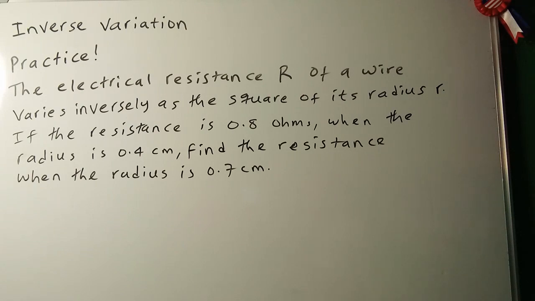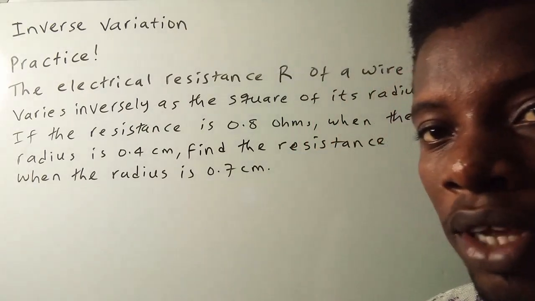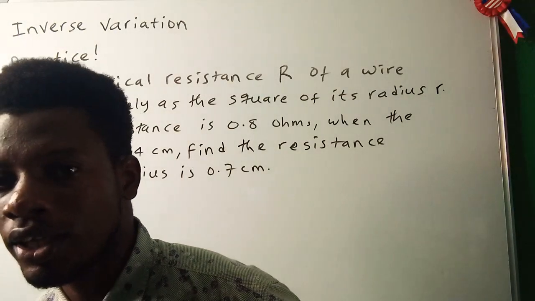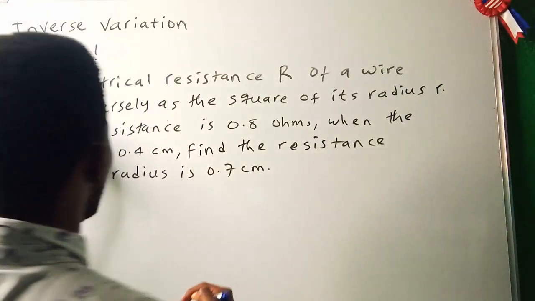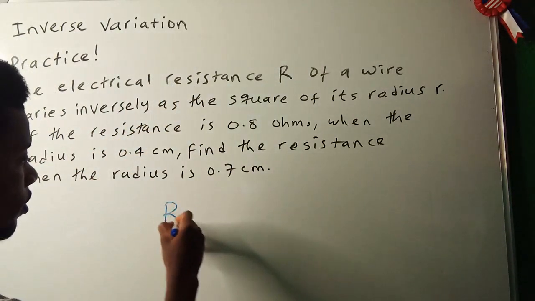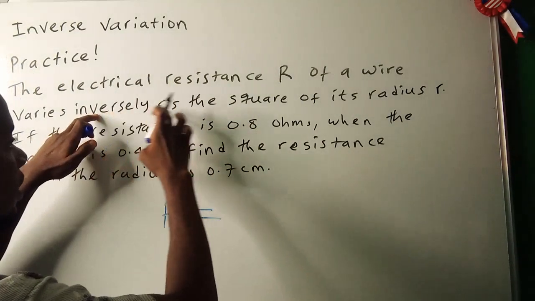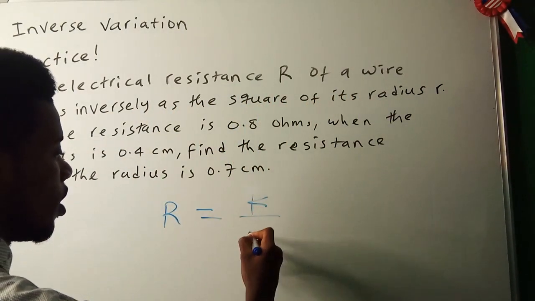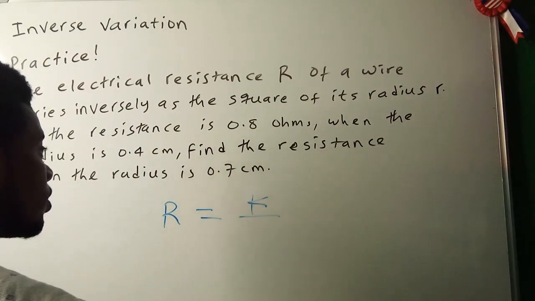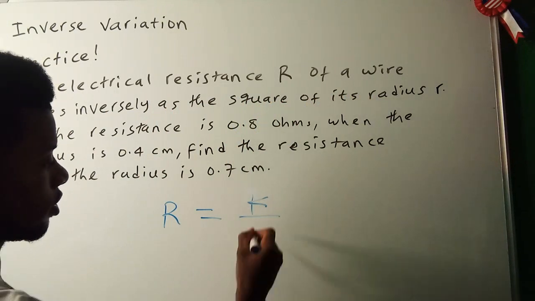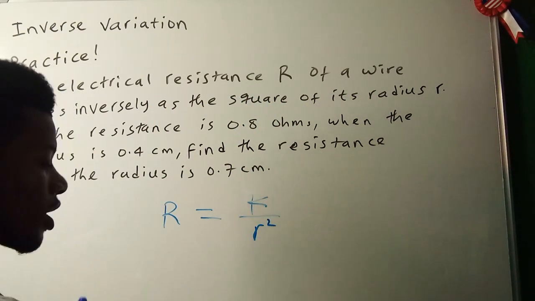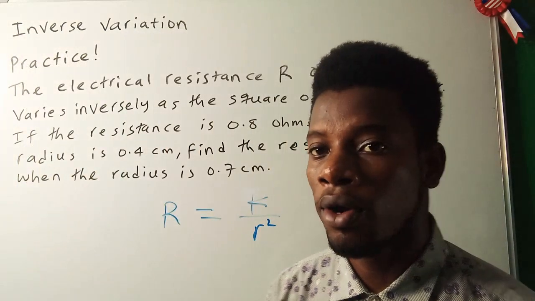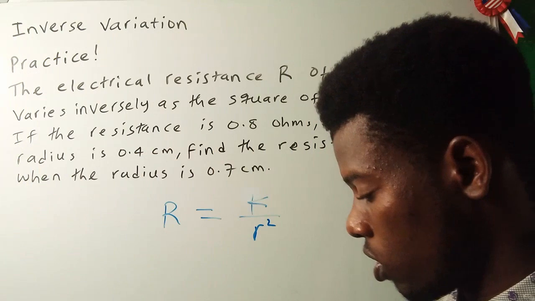As a hint, we are going to give you the relationship, and we expect you to use that relationship to solve this problem. The electrical resistance R varies inversely as the square of its radius. So that's k over r squared. So R is equal to k over r squared. Capital R is used for the resistance, and small r is used for the radius.